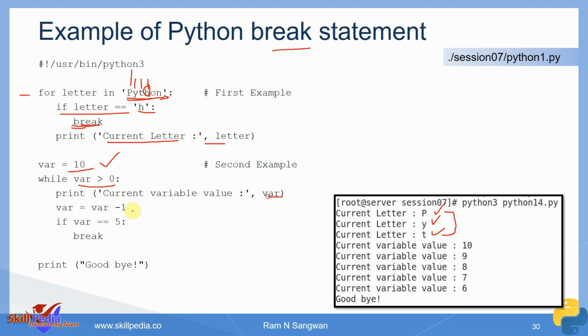The current variable value is this. We are subtracting from the variable, so 10, 9. Similarly here also, this loop will continue up to 10, but then we are breaking if it is 5. So this is an unconditional break. If it is 5, then break. So that means 10, 9, 8, 7, 6. At 5 it will break.